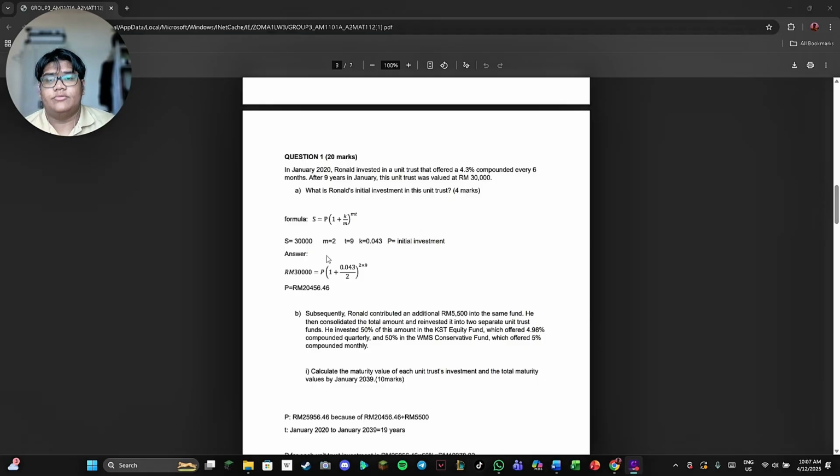So, question 1. In January 2020, Rana invested in a unit trust that offered 4.3% compounded every 6 months. After 9 years, in January, this unit trust fund was valued at 30,000 ringgit. A. What is Rana's initial investment in this unit trust?